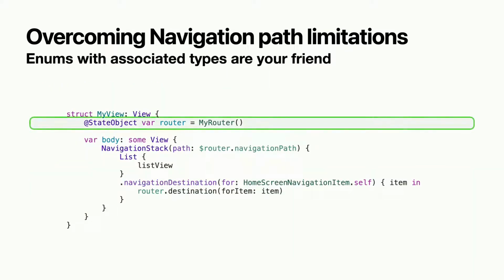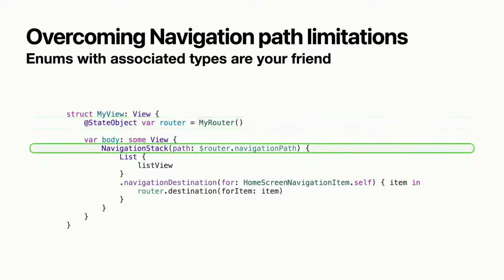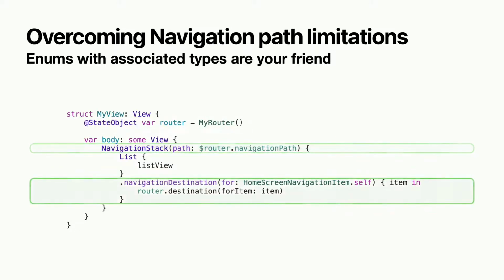On the view, it looks like that. So just for the sake of an example here, I'm using a state object, my router there, and I'm passing into the stack the navigation path. And the destination is delegated onto the router.